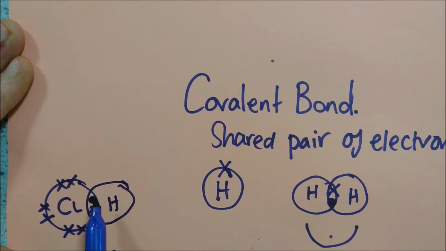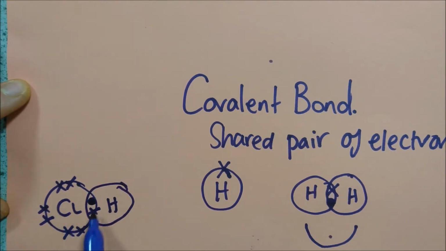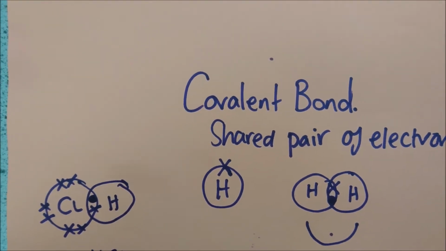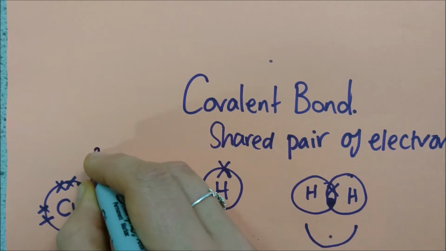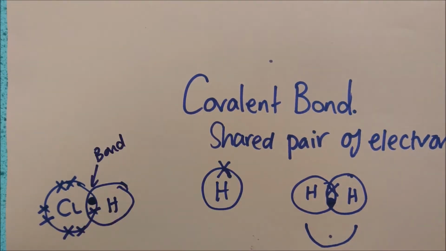So we've got hydrochloric acid here. He's now got a full outer shell. He's got a full outer shell. Don't know why they're all male. Sorry about that. So they are now bonded together. This bond, this particular bond, is very strong. This is the covalent bond right here.